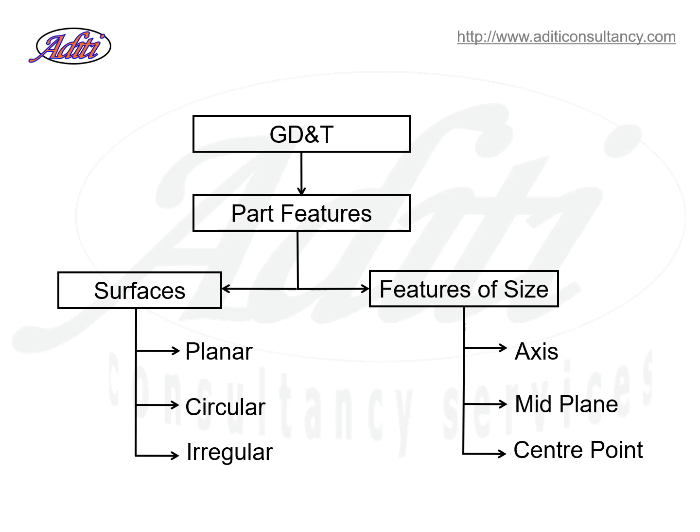Features of size are imaginary features. They are axis, midplane, and center point. They are imaginary, but still we can control them. So in total we can control 6 types of features in any part.